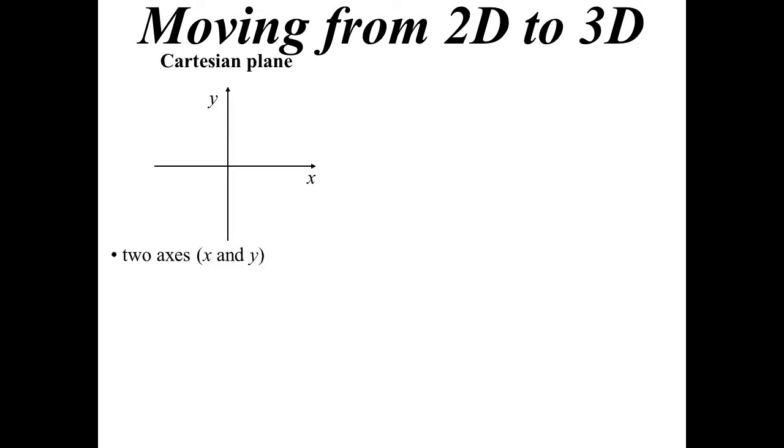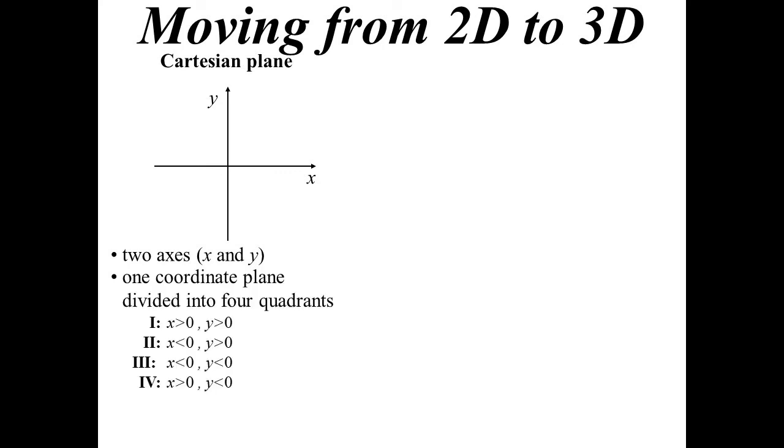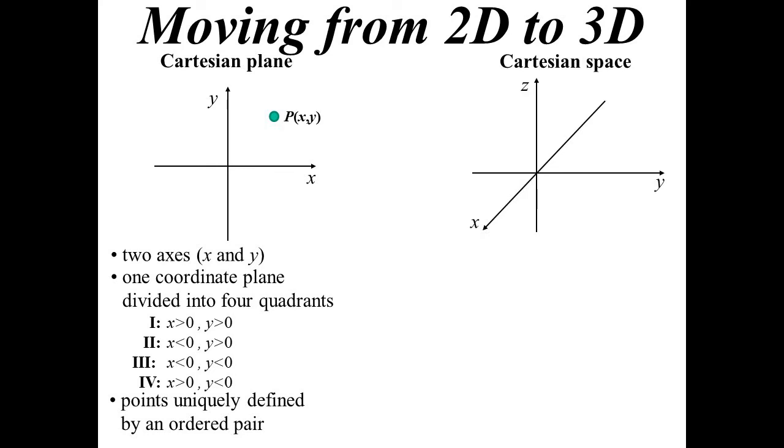So in 2 dimensions, we know we've got our Cartesian plane, which we traditionally call the X and Y axes. And on it, we have one plane, but we divide it up into 4 quadrants. The one where everything's positive is the first quadrant, and then we go around anti-clockwise. Any particular point can be defined with an ordered pair, an x-coordinate and a y-coordinate. That's what we're used to. So now what happens when we move to 3 dimensions?